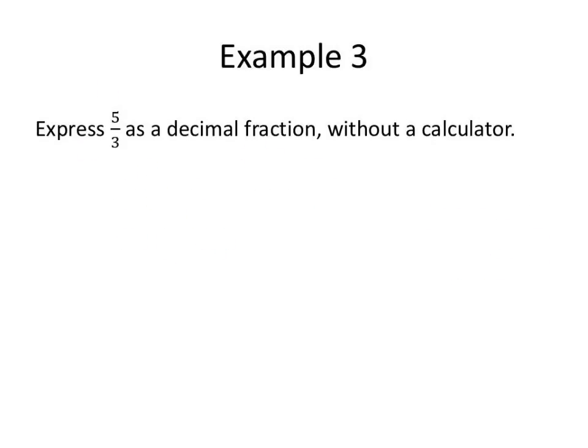Last example. Express 5/3 as a decimal fraction without a calculator. Write the question, 5/3. This one's like the previous one, because 3 can go into 5. 3 goes into 5 once, so I write my 1, comma. But there is a remainder. We're going to have to write our zeros again and carry our remainder. 3 goes into 5 once, remainder 2. This new number is 20, so how many times can 3 go into 20? It goes 6 times. 3 times 6 is 18.